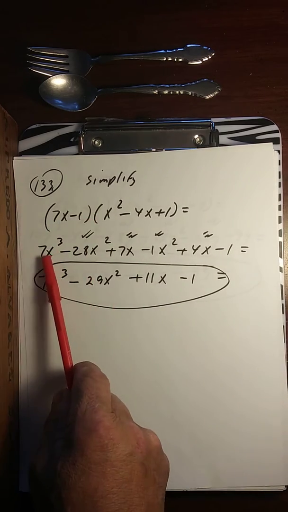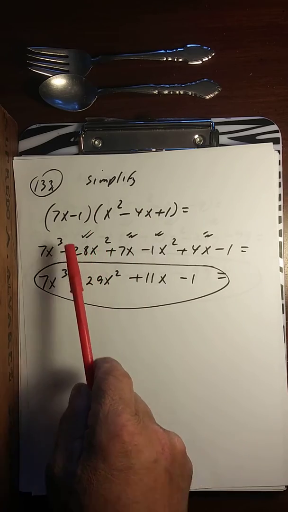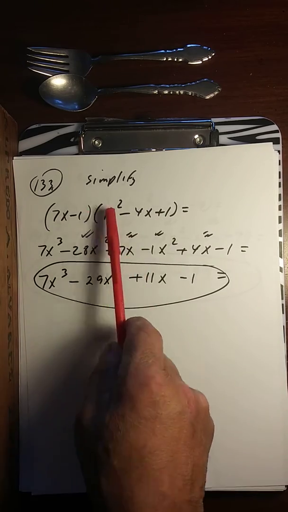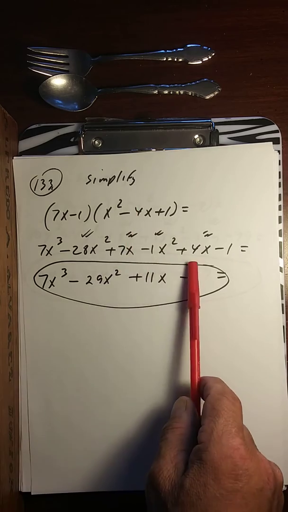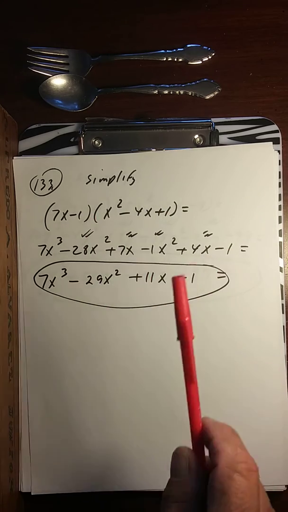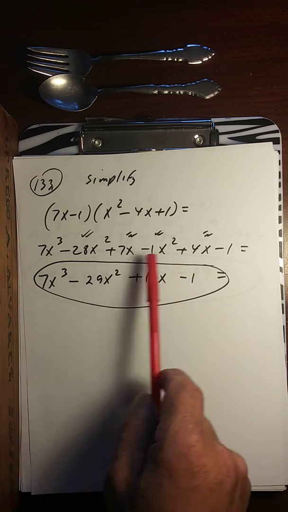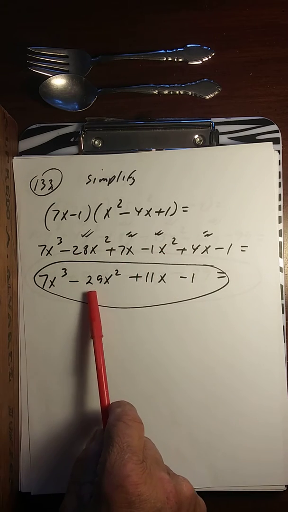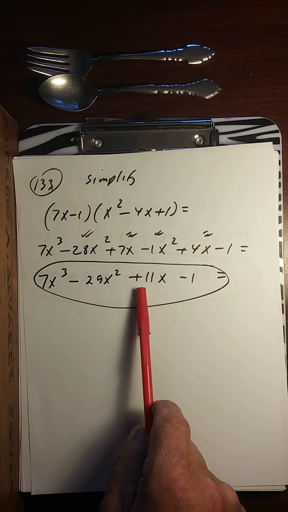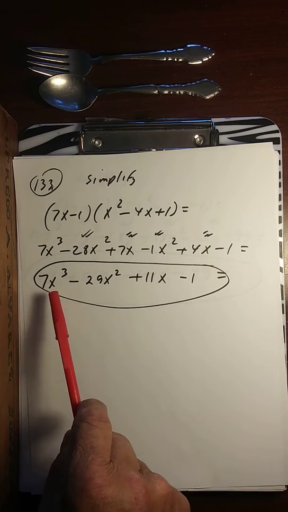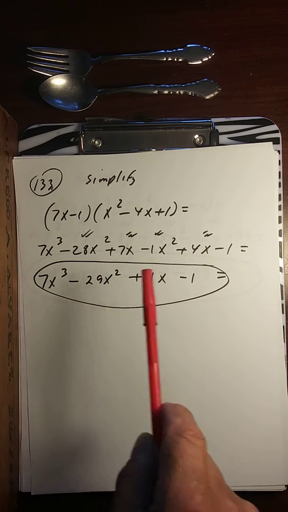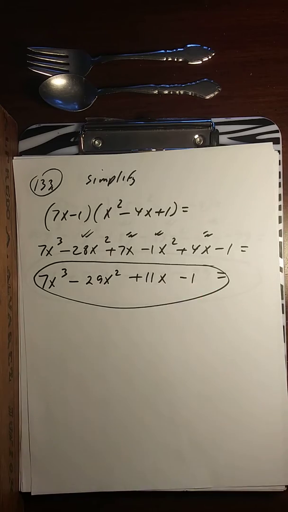First is 7x cubed. That turns out is minus 28x. That one turns out one is 7x. Negative 1x squared, positive 4x, and negative is going to be a negative. So we have 7x cubed, write it down. Squares and squares together is going to give you 7x cubed minus 29x squared, and then the x and x is going to be 11x minus 1. So 7x cubed minus 29x squared plus 11x minus 1.